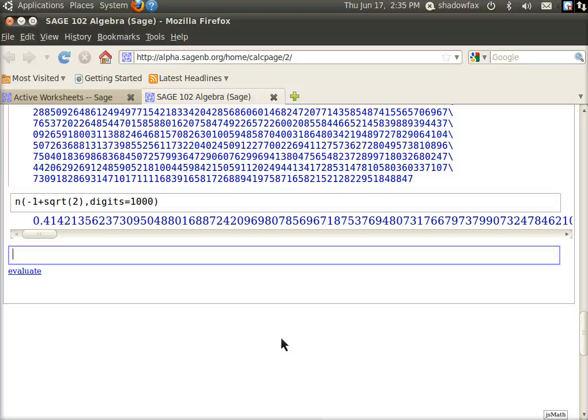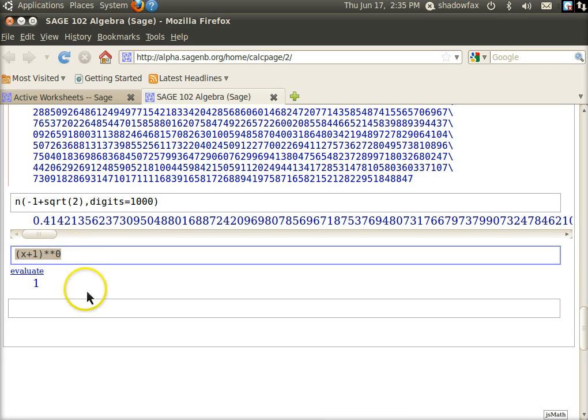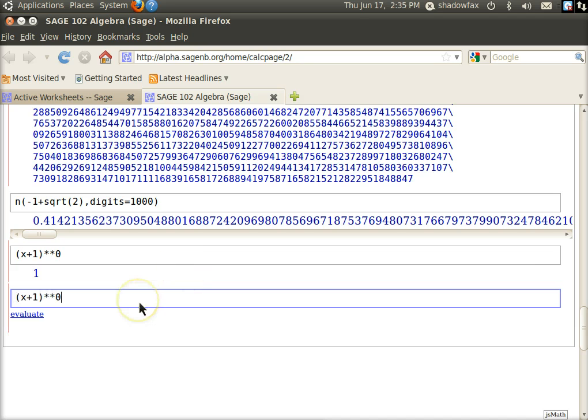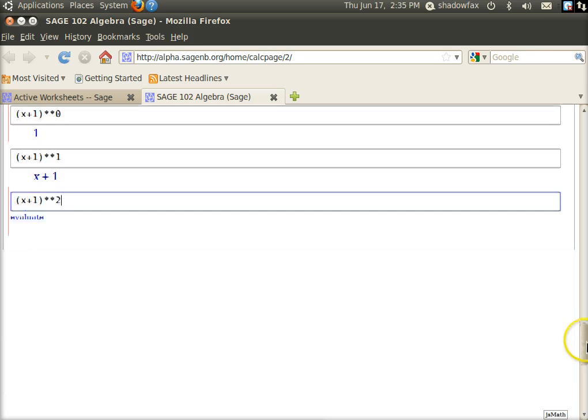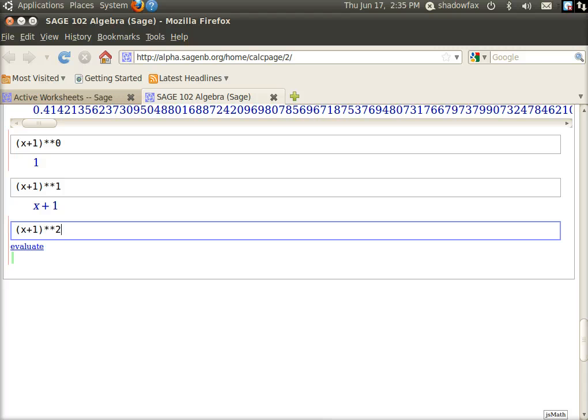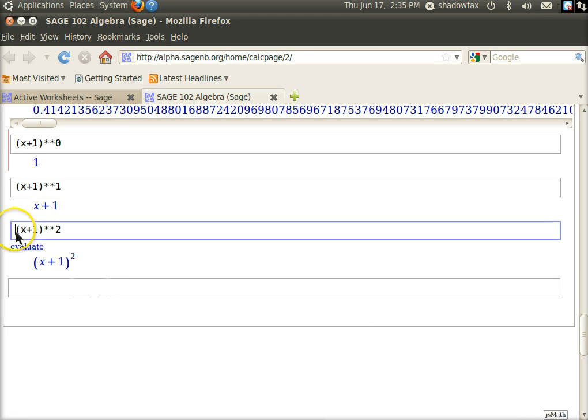What if I wanted to do, I don't know, quantity x plus 1 to the 0? That's going to be 1, right? What if I wanted to do the same thing, but to the 1? Well, then it's x plus 1, isn't it? But what if I did it to the 2? Then you're squaring it or foiling it, x plus 1 times x plus 1. But I want this expanded. All right, so use expand. Expand it.